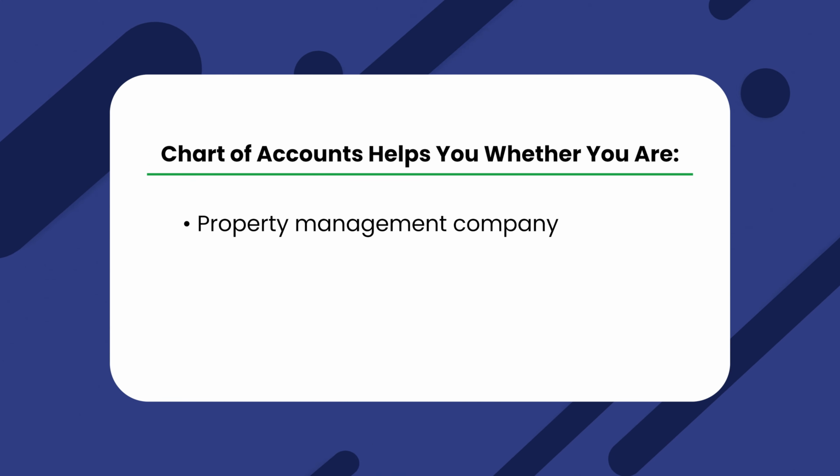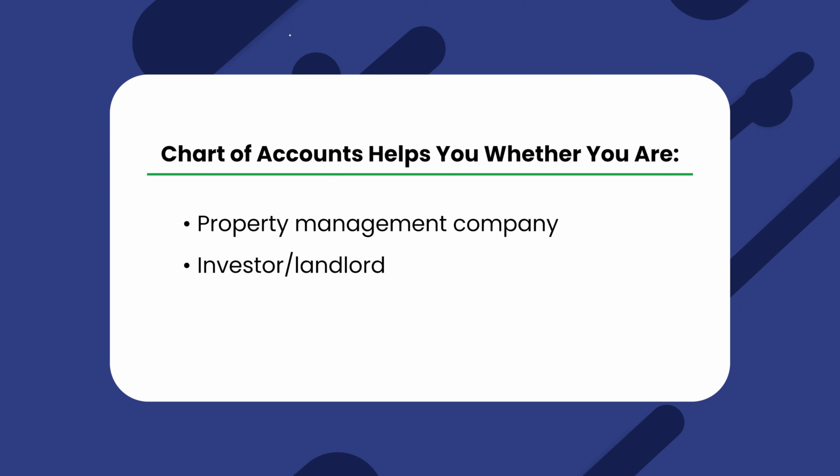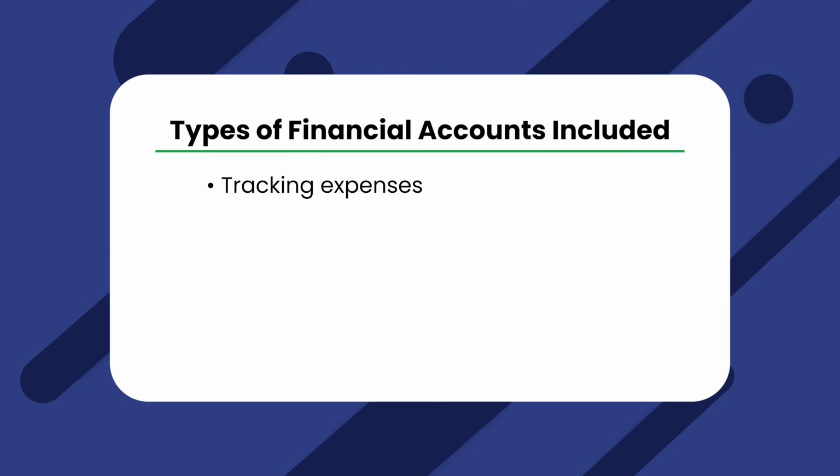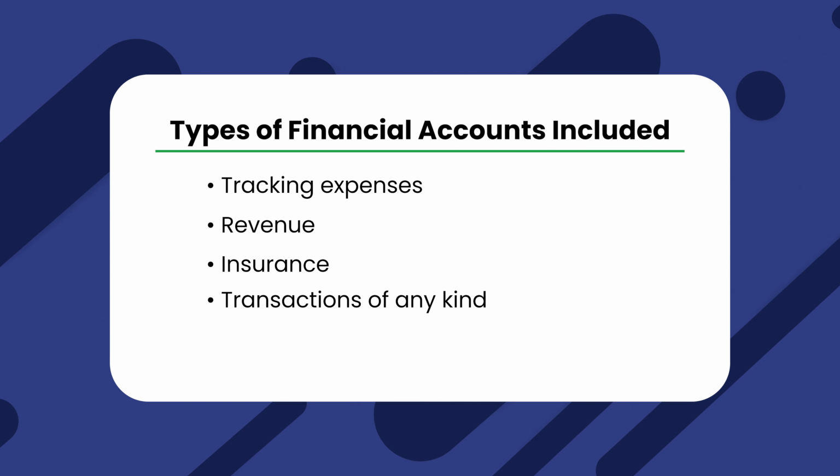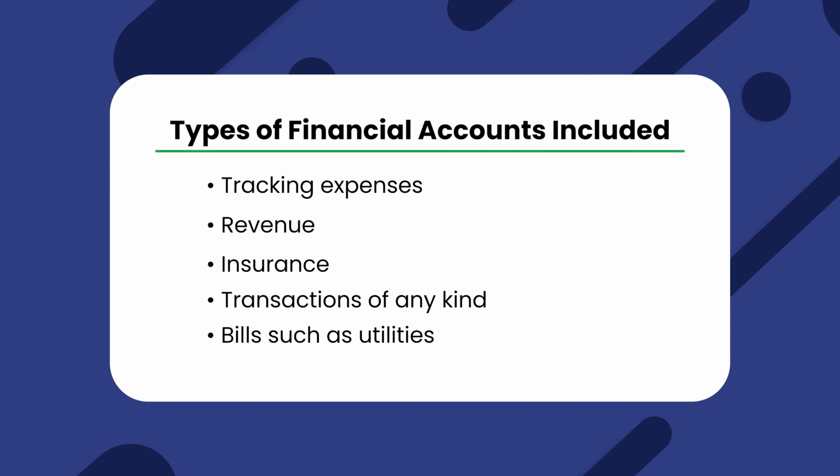A chart of accounts is a list of all the different financial accounts related to your property business, whether you're a property management company or investor, landlord. This includes every type of financial account, including tracking expenses, revenue, insurance, transactions of any kind, bills such as utilities, credits, etc. The best way to think of a chart of accounts is as a digital filing cabinet.